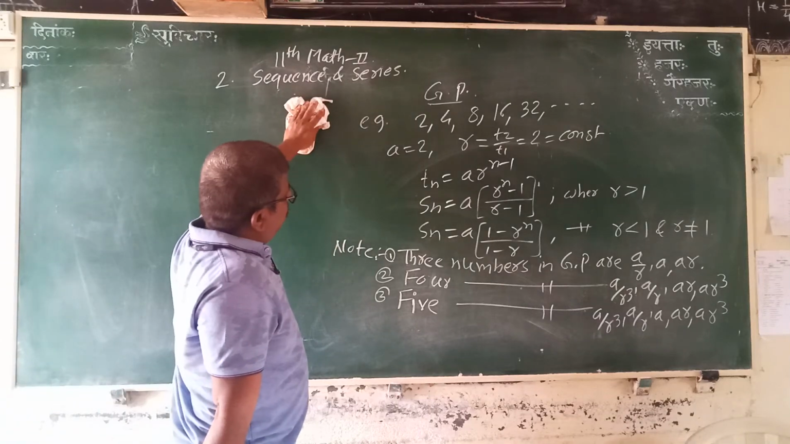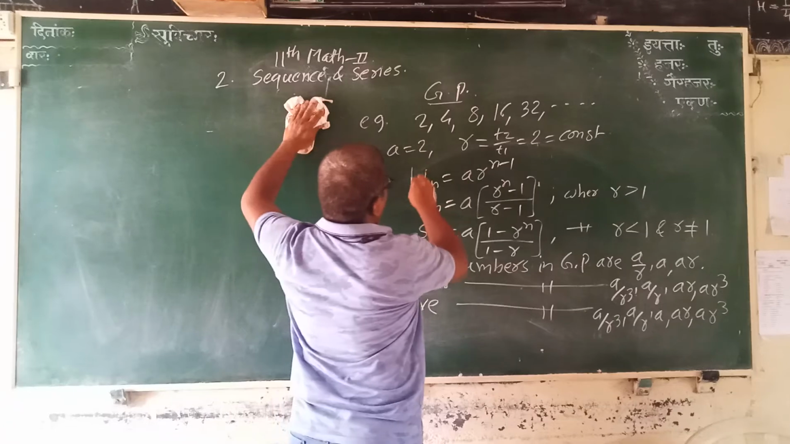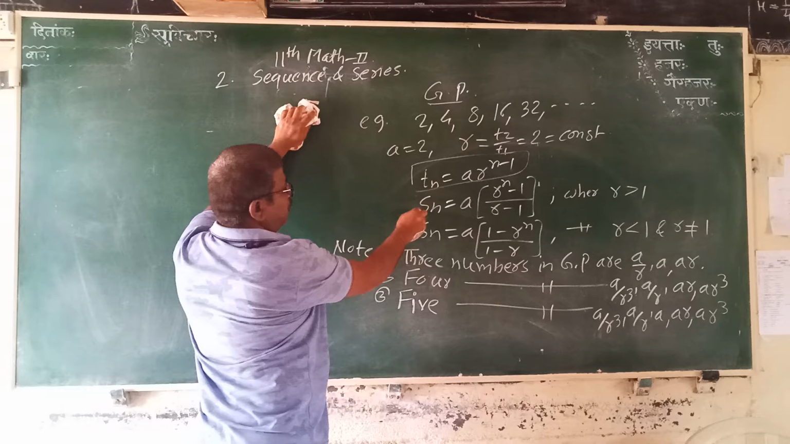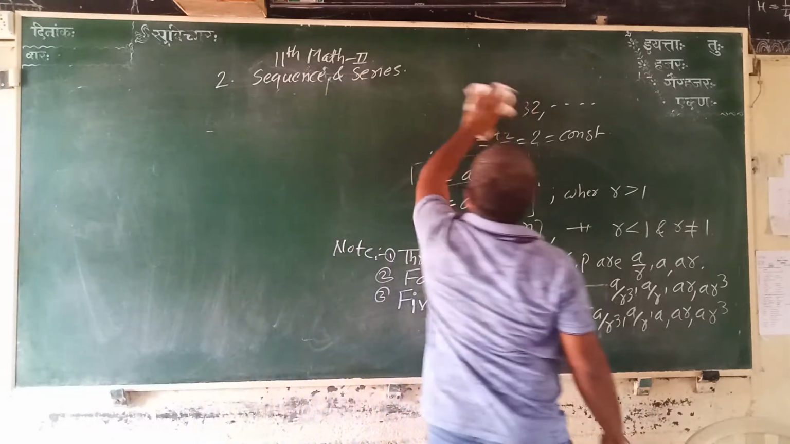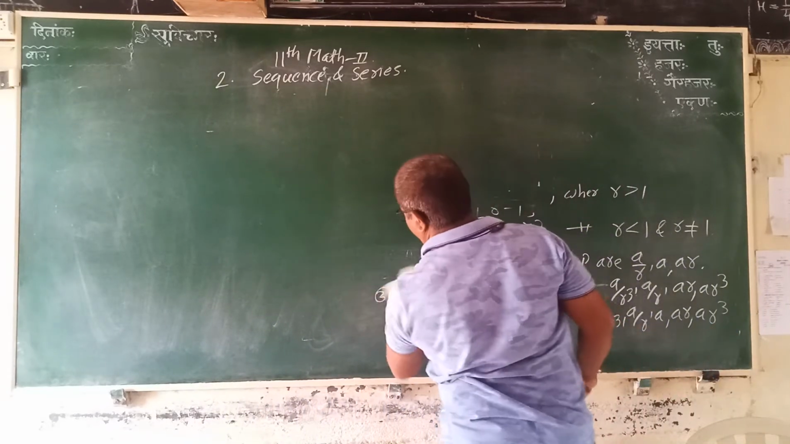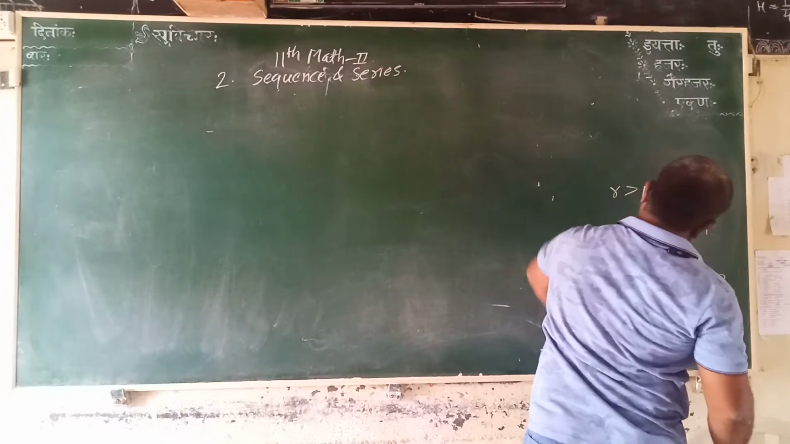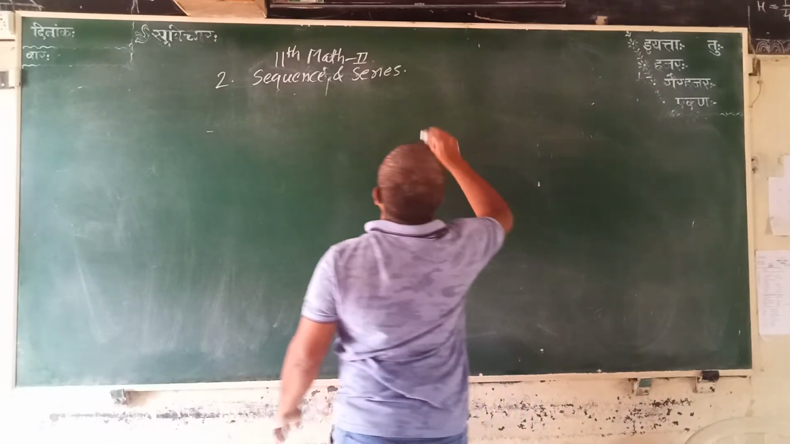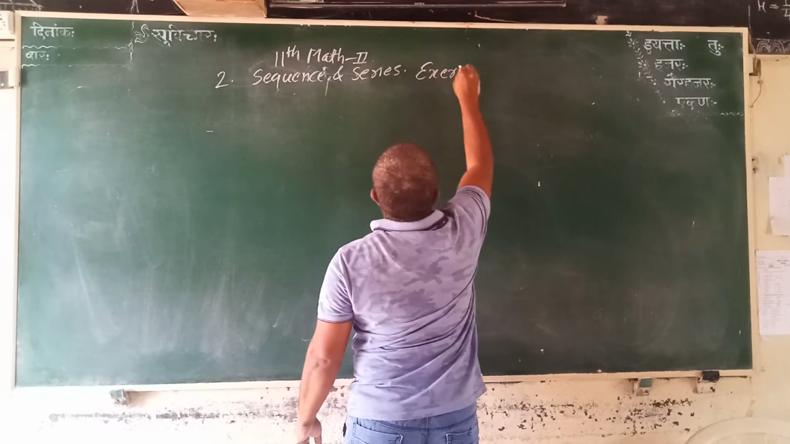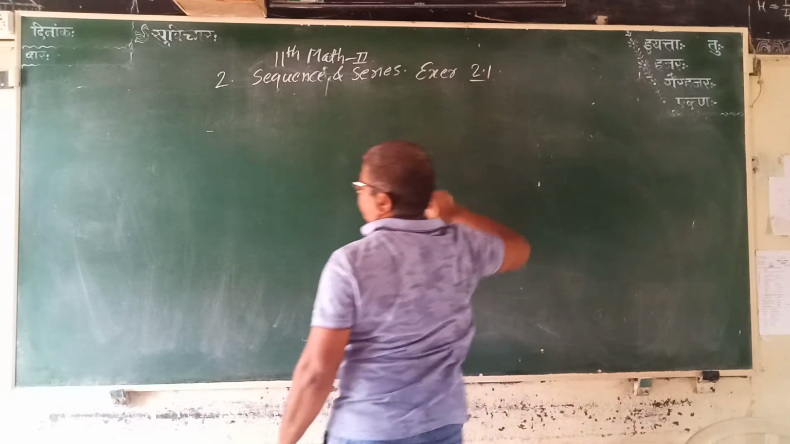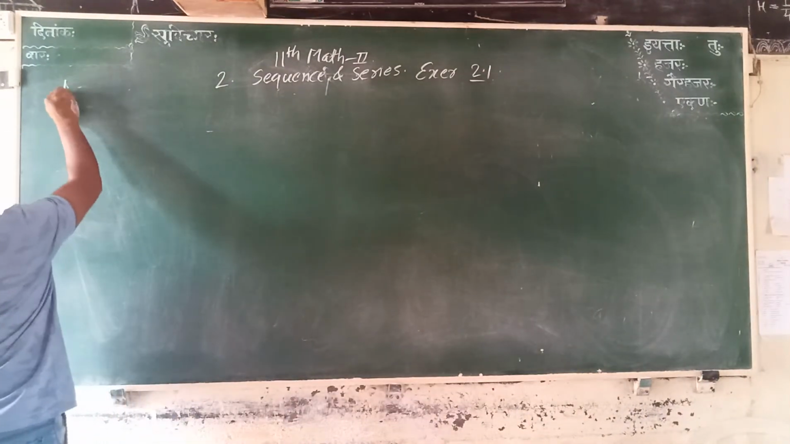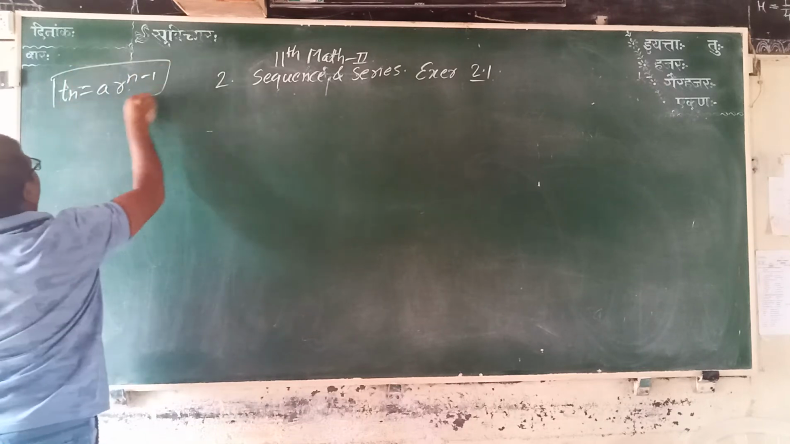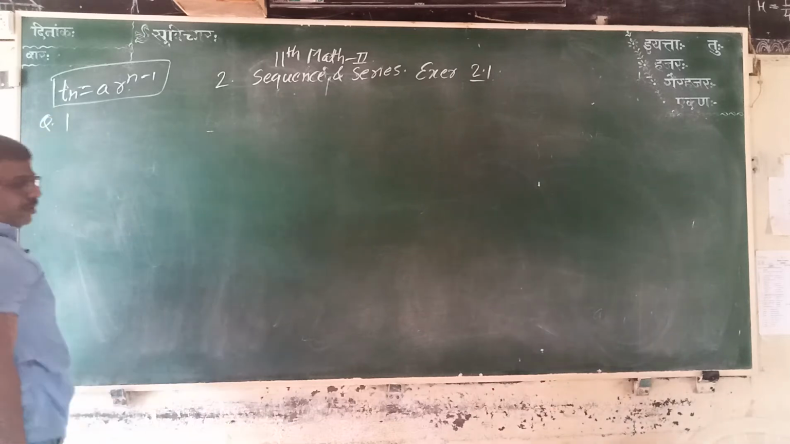In exercise 2.1, we only use this formula, and in exercise 2.2, we use this formula. Therefore, we start with exercise number 2.1. Here we use the formula Tn is equal to a into r raised to n minus 1. Question number 1.